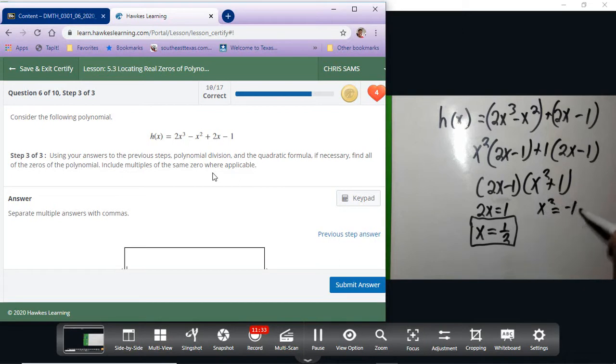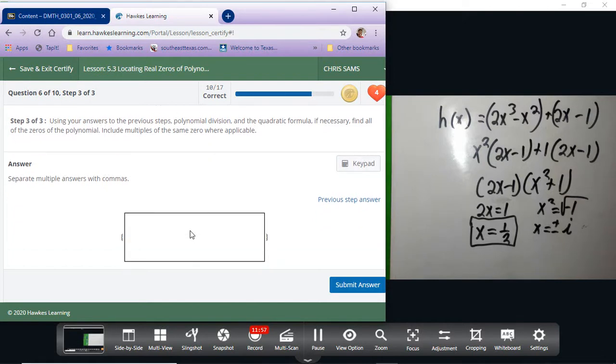Well, we can't take the square root of a negative, so we would get x equals positive or negative imaginary 1. Because we're going to have square root of negative 1, that would become an i, and square root of 1 is 1. So we have 1 times i, which is just i. So positive or negative i and positive 1/2. These will be our solutions. So 1/2, and then we have i and negative i.